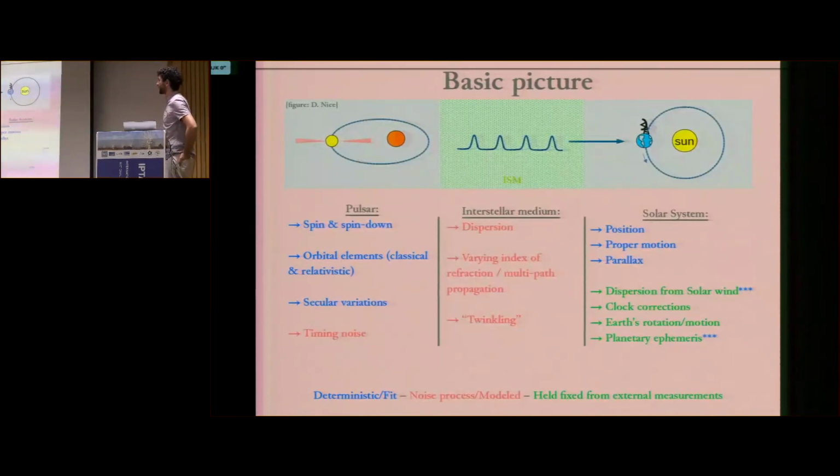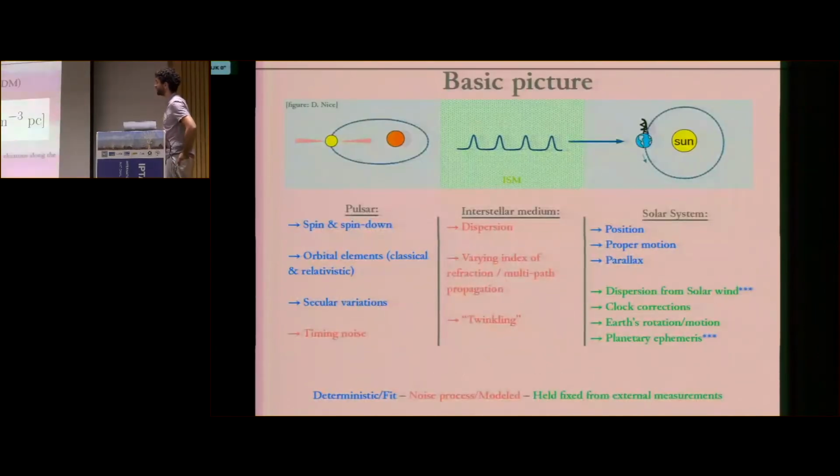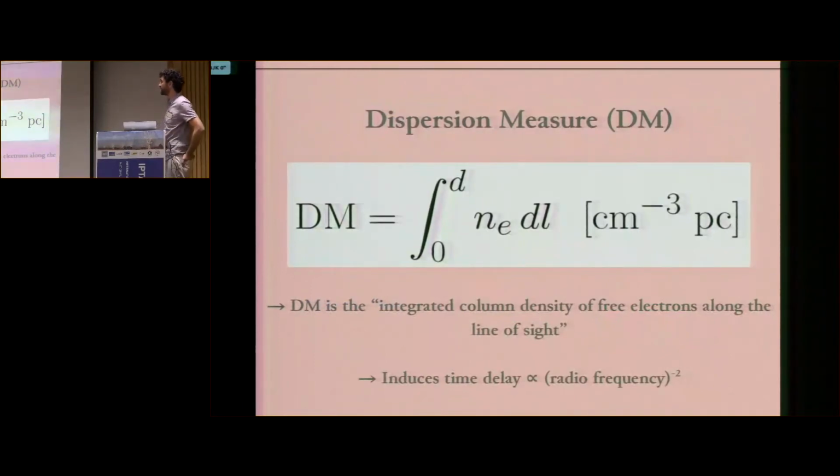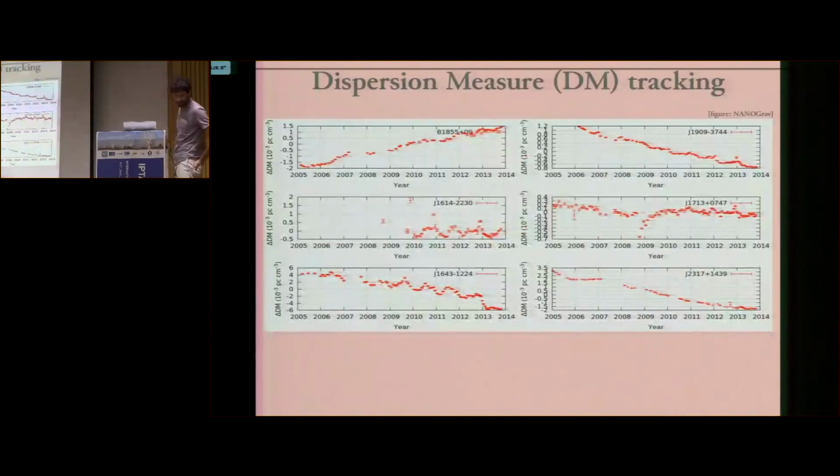All right, so we're back here at our basic picture, and we want to spend a little time now talking about this portion, the dispersion measure. It is simply the integrated column density of free electrons along the line of sight. And it induces a time delay that's proportional to the radio frequency to the -2 power. In reality, what we've been learning is that the column of electrons that you probe is a function of time, and the path that the rays take through the interstellar medium is also a function of time, but also a function of frequency. Therefore, this term is also a function of both of those things. But for simplicity, we will just talk about time variations of the dispersion measure.